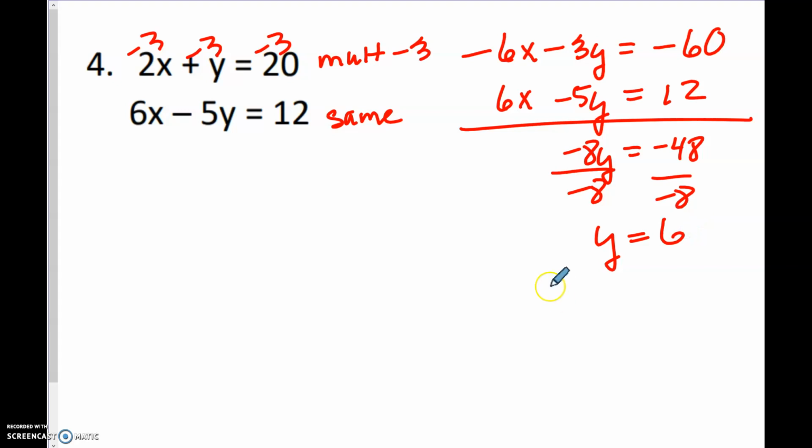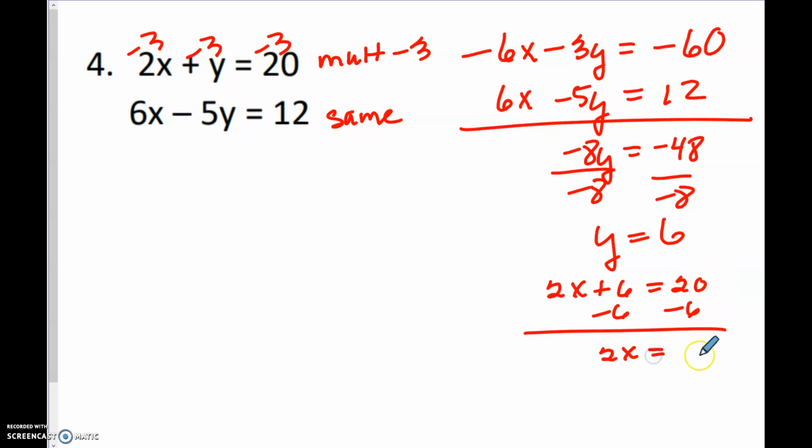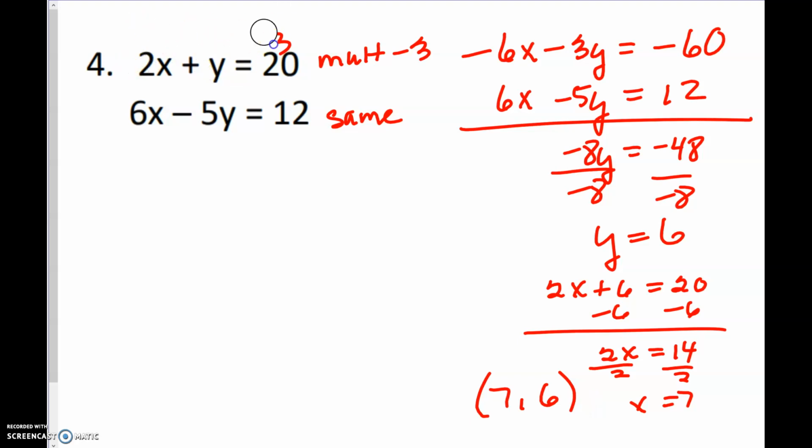So if I go into that top equation, 2x plus 6 equals 20. So let's subtract 6 from both sides. So 2x equals, and 20 minus 6 is 14. Let's divide by 2. So x is 7. So we get the ordered pair 7, 6. Now, a lot of you maybe did this one a little bit different. So let me just show you a different plan.